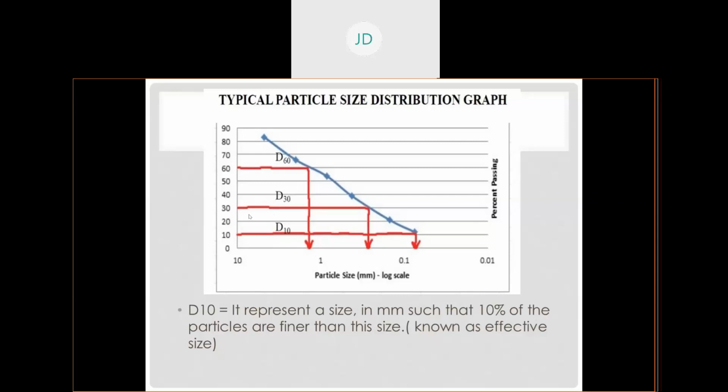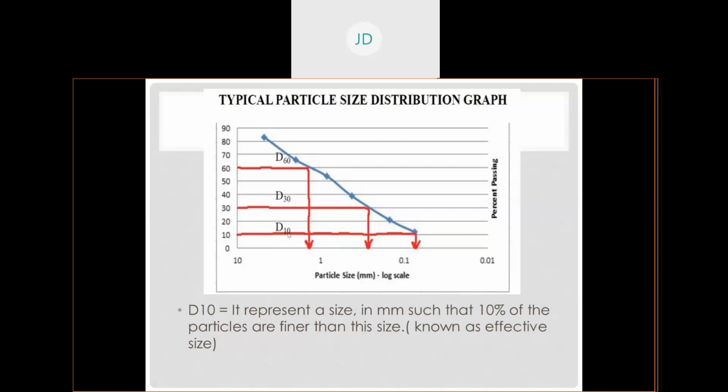Similarly, what will be the D30 value? Just go like this from 30% finer and go down. Let's say it is 0.4. So the value of D30 is 0.4. Similarly for D10, say it is 0.09. Like that you can find out D60, D30, and D10. It's clear, it's just a simple mathematical term.